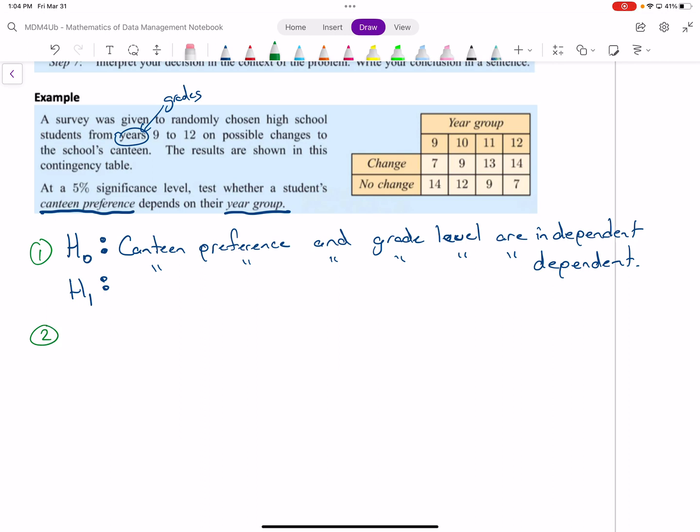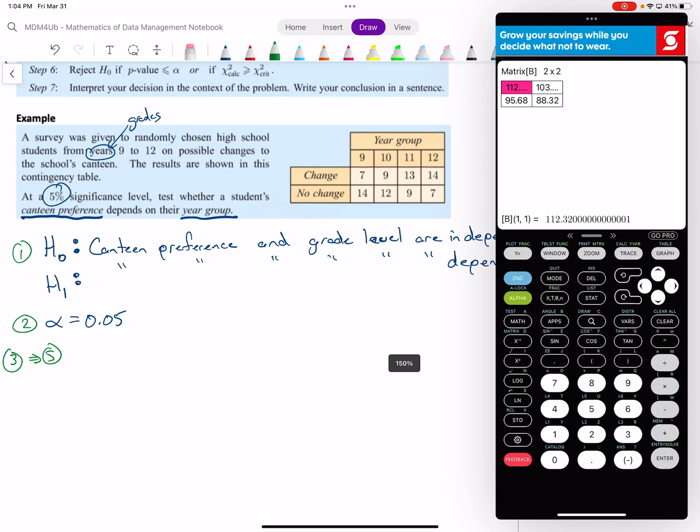Step two would be to state your significance level. In this case, they asked for a 5% significance level. So I would say alpha is 0.05. Everything else we're going to do on our calculator besides the final statement. So steps 3 to 5, we're going to do on the calculator. So let's try this one.